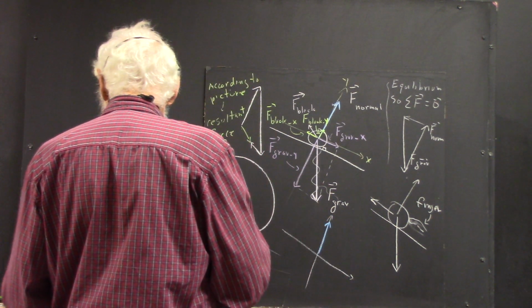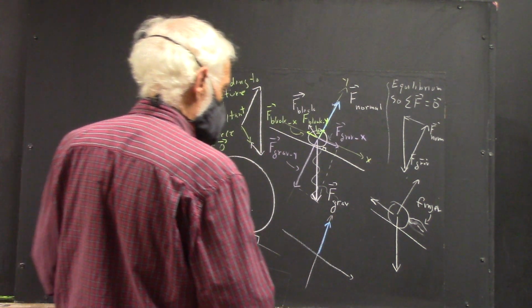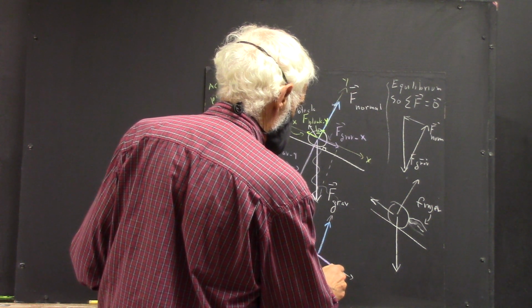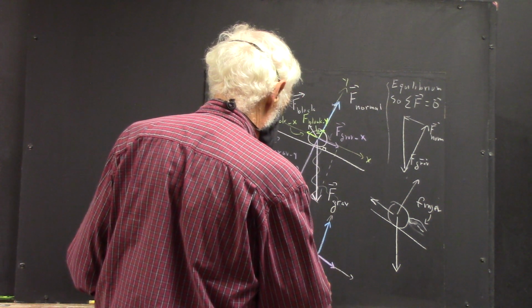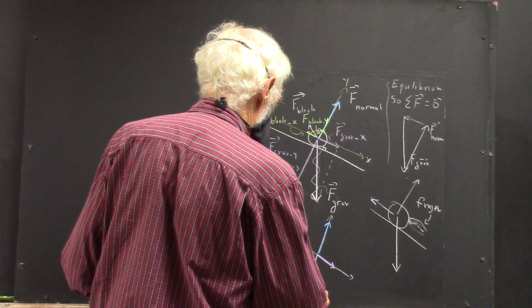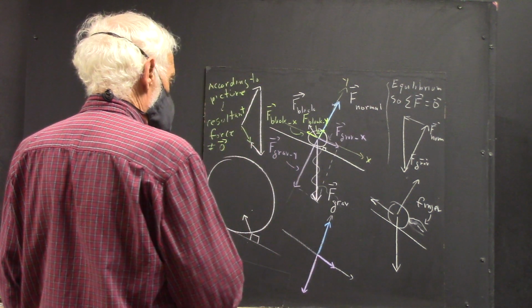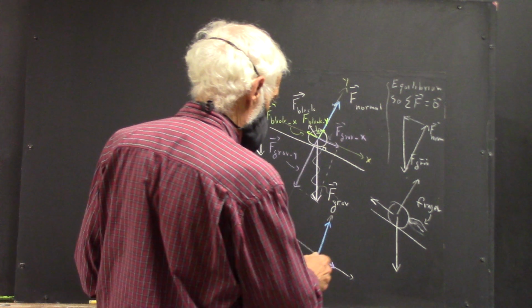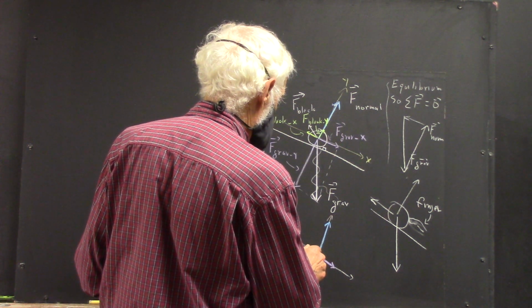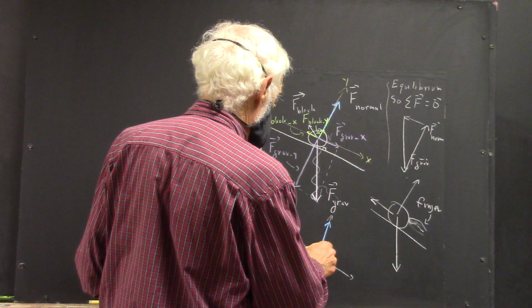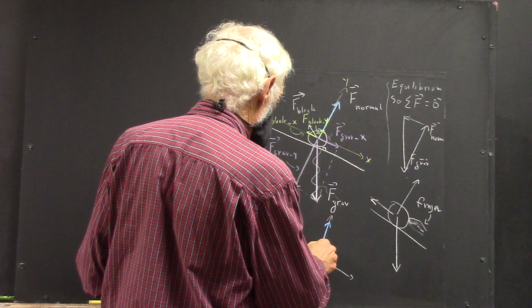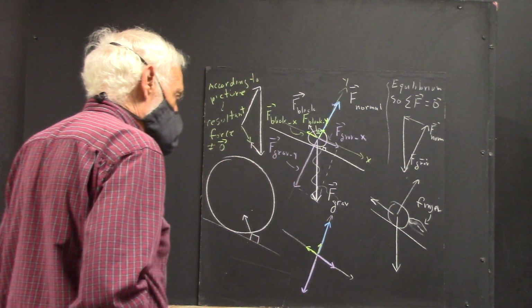There's your normal force. The gravitational force is represented by these two vectors, and the force exerted by the block by these two vectors.